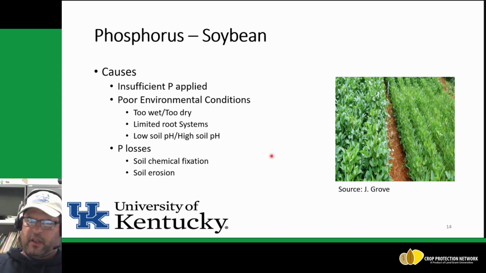What causes it? Again, not applying enough phosphorus, poor environmental conditions, too wet, too dry, limited root system. I didn't say too cold here because a lot of our soybeans are not planted at a time when we're being stressed by the weather. But limited root systems, low soil pH, high soil pH, same chemistries going on, whether it's corn or wheat or soybeans. It can be bound with aluminum, iron, and calcium. Our losses again: soil chemical fixation and soil erosion.